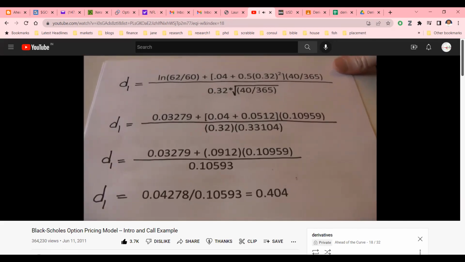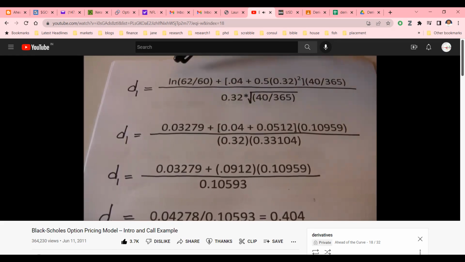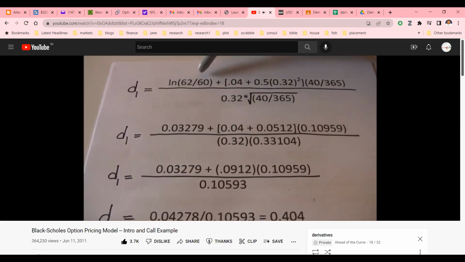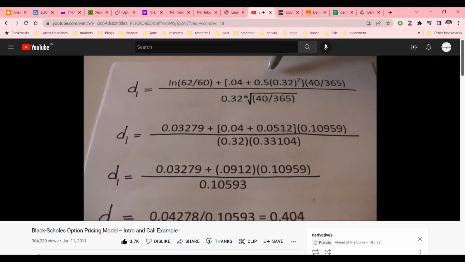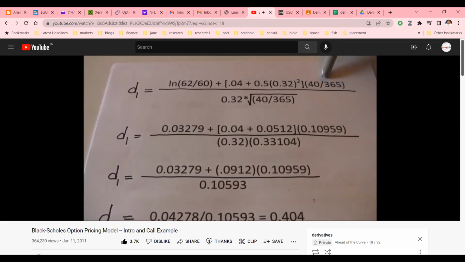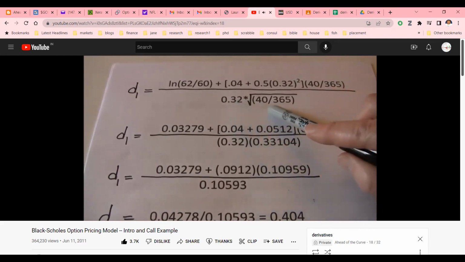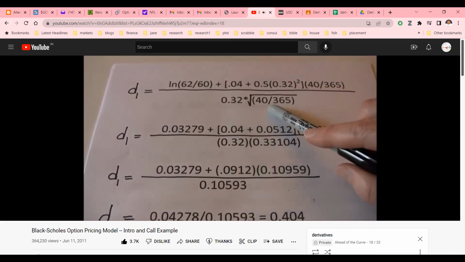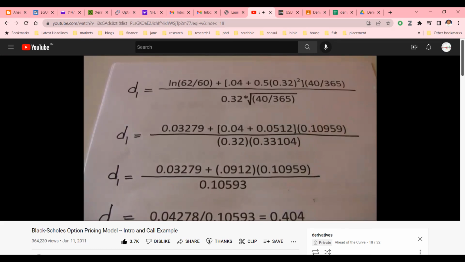When we set up our initial D1, you'll see the formula here: the natural log of the current stock price divided by the strike price, plus the risk-free rate plus 0.5 times the standard deviation squared times time, divided by the standard deviation times the square root of time. Now it's just a matter of getting out your calculator and walking through these calculations.